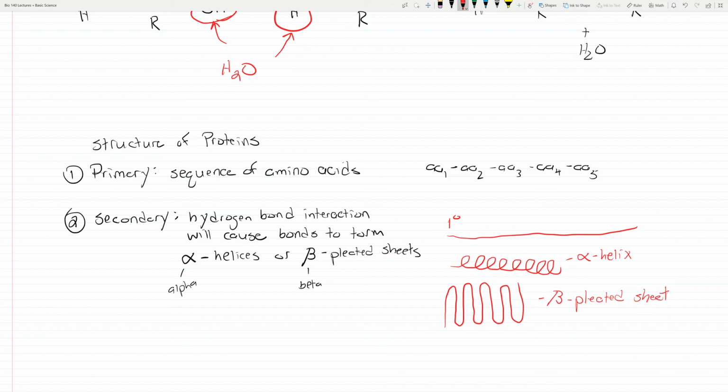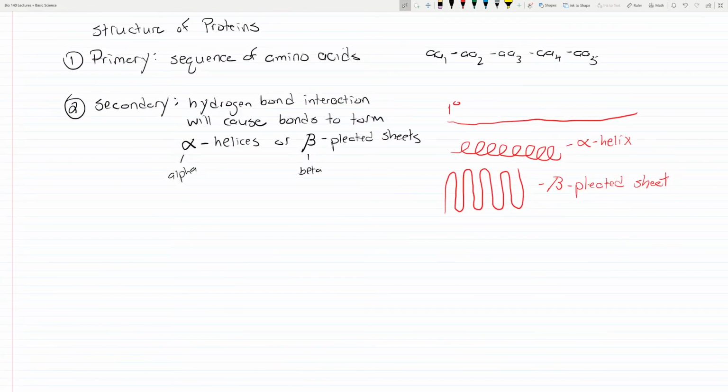Now the thing about this is everybody assumes, oh, one protein can only do one thing. That's not necessarily the case. You can have alpha helices turn into beta pleated sheets, go back into alpha helices. It all just depends on how the amino acids are actually going to interact with each other. So that's primary and that is secondary structure.